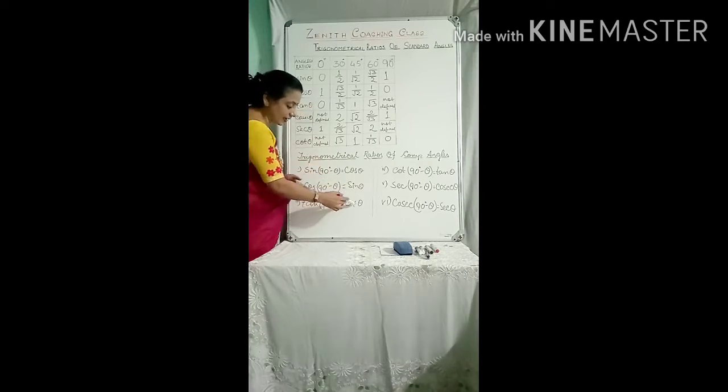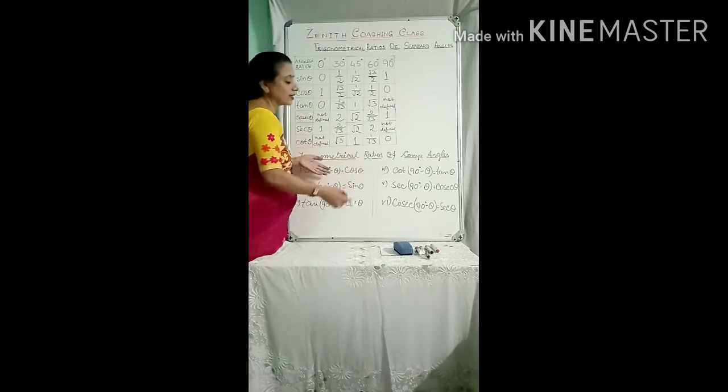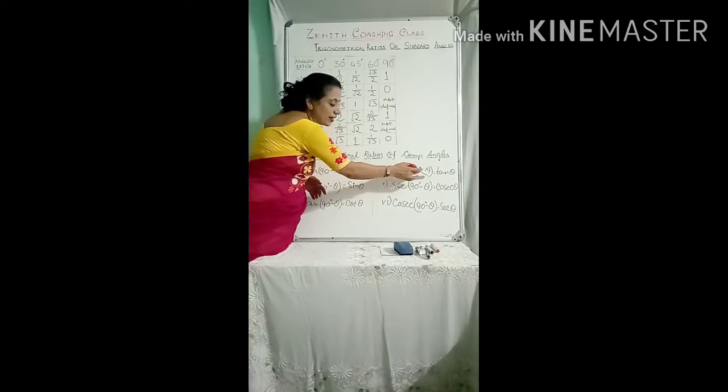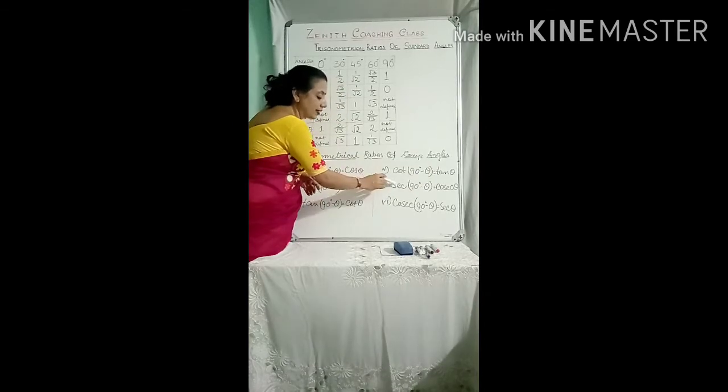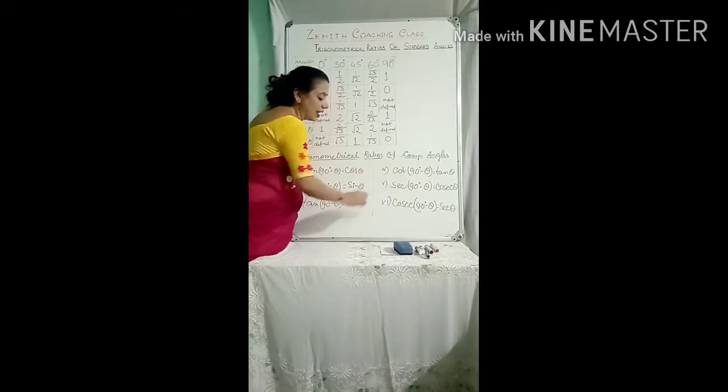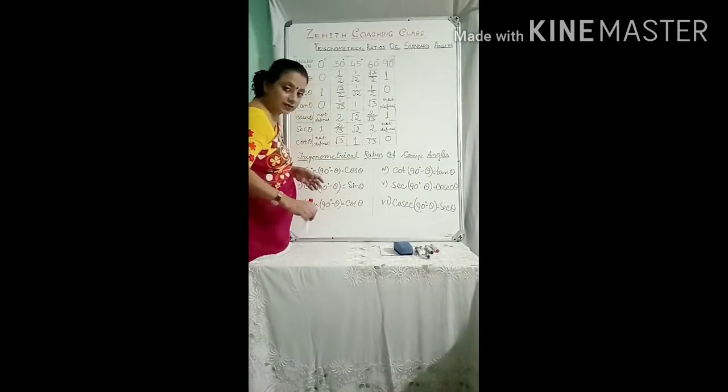Tan of 90 degree minus theta is cot theta, and cot is just the reverse of tan. Cot of 90 degree minus theta is tan theta. Sec of 90 degree minus theta is cosec theta. And cosec of 90 degree minus theta is sec theta.